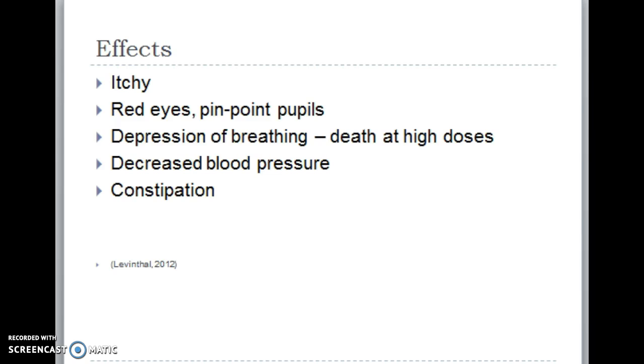So depression and breathing. Because it is a depressant, it actually slows the breathing to a point where if you take enough of it, it could actually stop your breathing altogether. Decrease in blood pressure, so your blood pressure is actually slowing. And constipation, which is another depressant effect because it's slowing down your body systems.